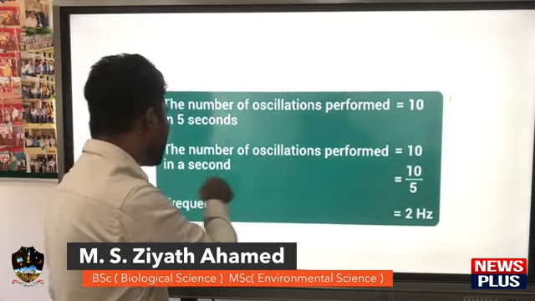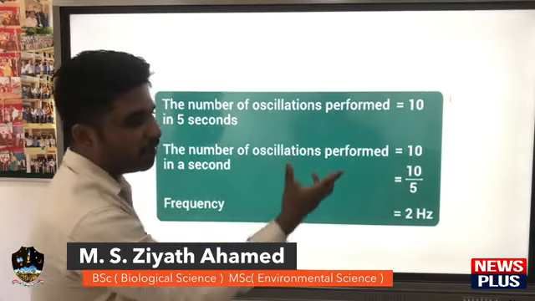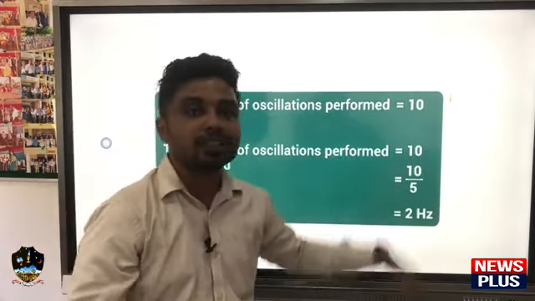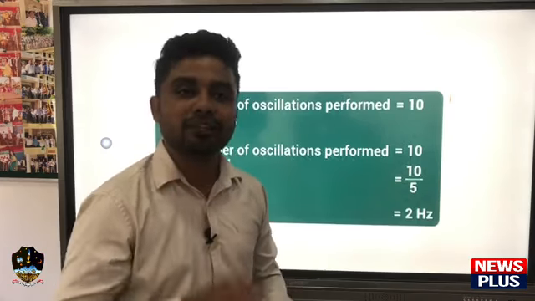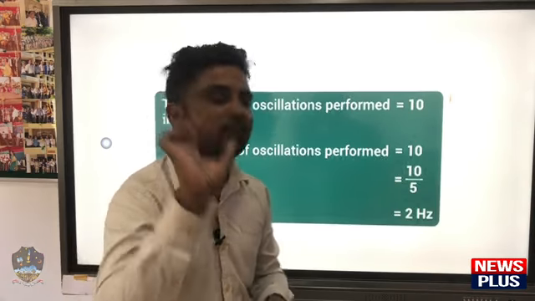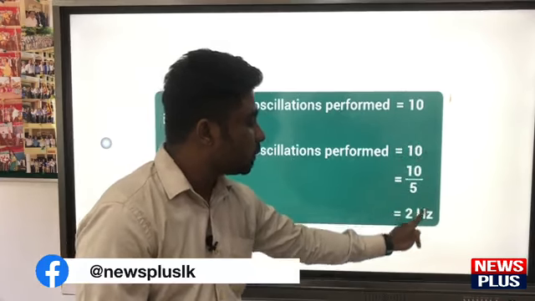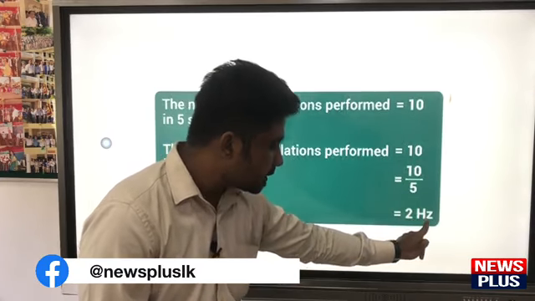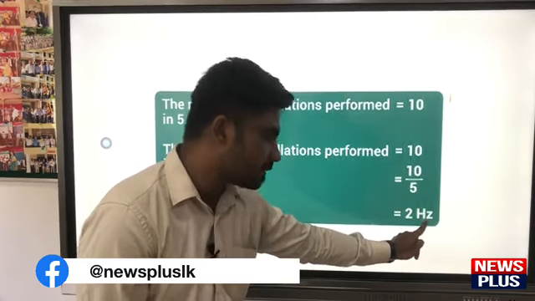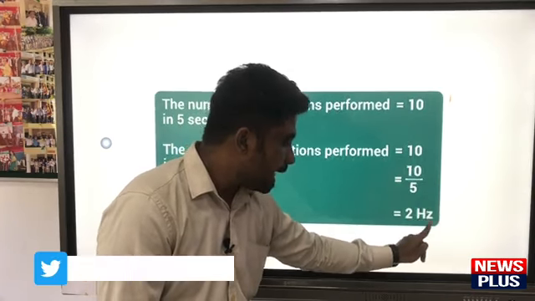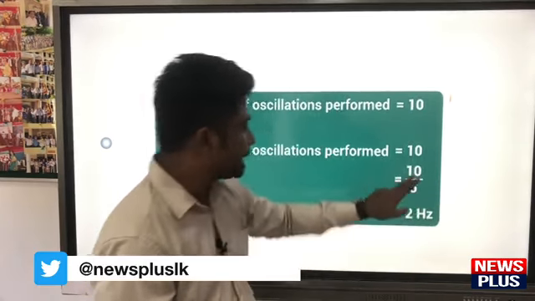So in unit time, how many oscillations? Simply put, 10 vibrations in 5 seconds, how many vibrations in 1 second? That is called frequency. So frequency is equal to 10 over 5, which is 2. You can't put second minus 1, that is not the standard unit. The unit is hertz, with capital H and small z.